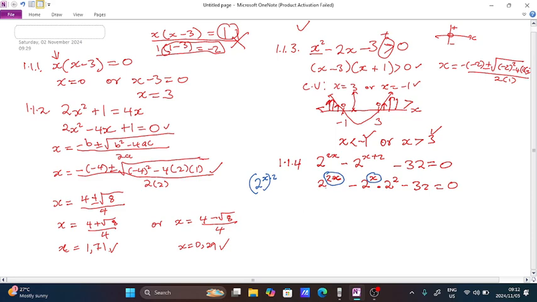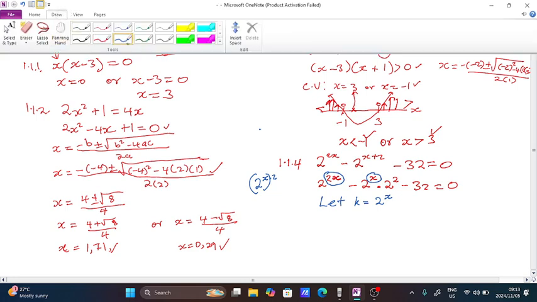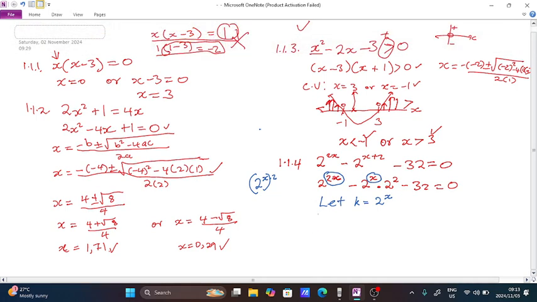So now I can say, let k be 2 to the power x. So what do I have? In that case I'll have k squared minus k multiplied by 4 minus 32 equals 0.